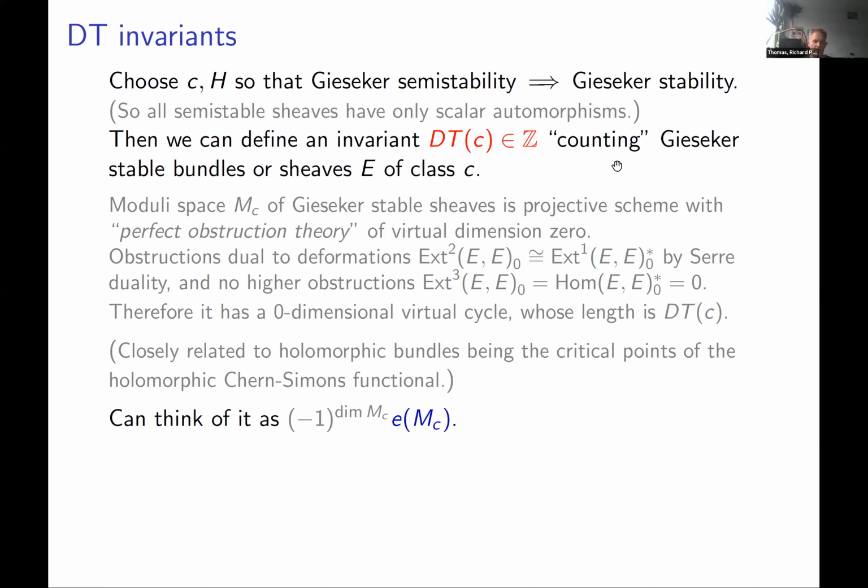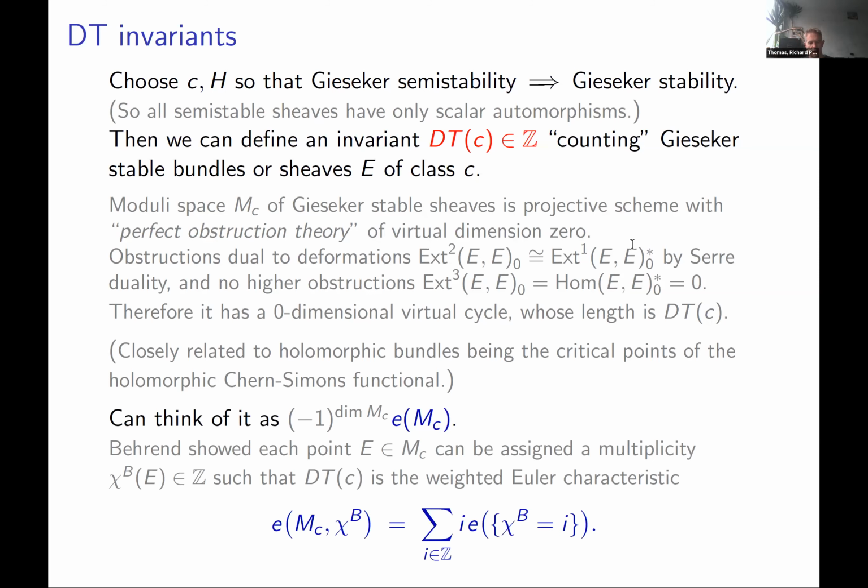But what you should think of it as, if you know nothing about what I just said, you should think of this invariant as being the topological Euler characteristic of the moduli space, possibly with a sign due to this duality. All right, and you won't go far wrong. It isn't the topological Euler characteristic. That would not be a deformation invariant, but it's very close to being, it morally is.